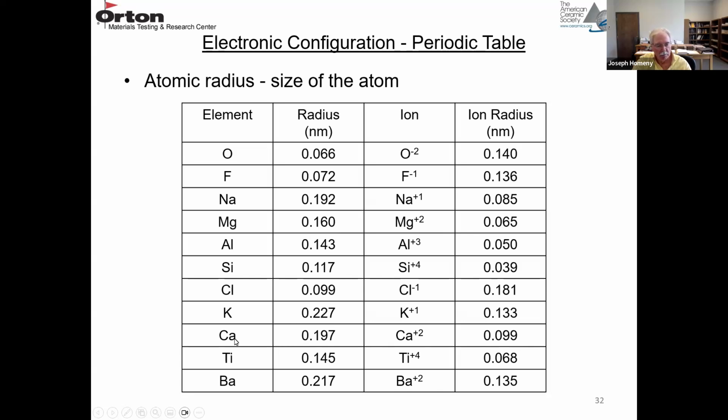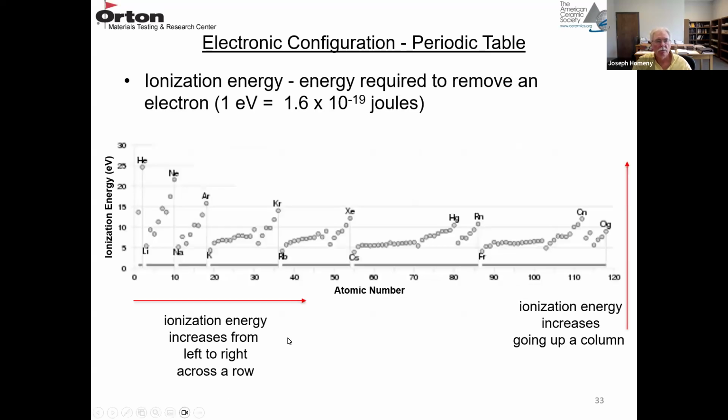Another example might be calcium. It starts out at 0.197, and then Ca plus 2, losing 2 electrons, it decreases to 0.099 nanometers. So the atomic radius changes as the oxidation state of these elements changes. Again, that's important for building crystal structures.